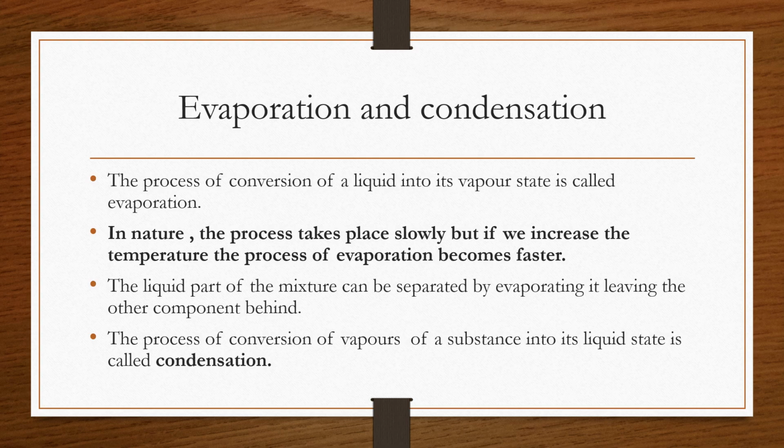The next process is evaporation and condensation. Now let us first understand the meaning of these processes. What is evaporation? Evaporation means the conversion of liquid into gas, or vapor, form. Normally in nature, the process of evaporation takes place very slowly. Now you might be wondering where the process of evaporation takes place normally.